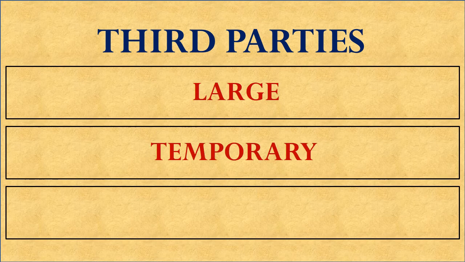But their parties are also temporary. Now, this creates a different sort of paradox, and that is, if we have a big party that actually stands a chance of winning, why would it be temporary? Why not stick around and keep trying?